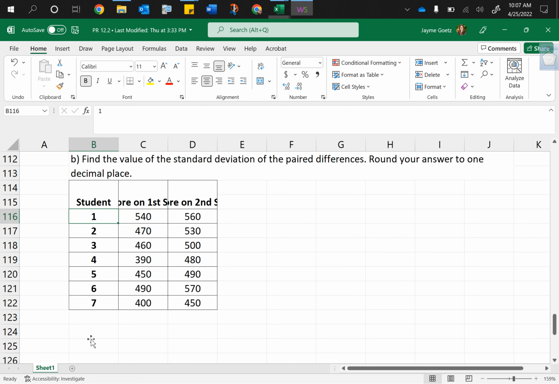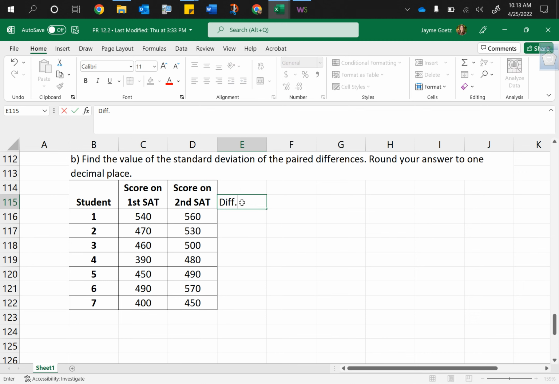Okay. Now, again, if this bothers you, like here it says score on first and score on second, you can come up here and wrap that text, and so it's easier to see. And they want me to find the standard deviation of the paired differences and round your answer to 1 decimal place. So we're going to add another column, differences here. And they told me up above that the differences is going to equal the first test score minus the second test score. We're going to drag that on down.